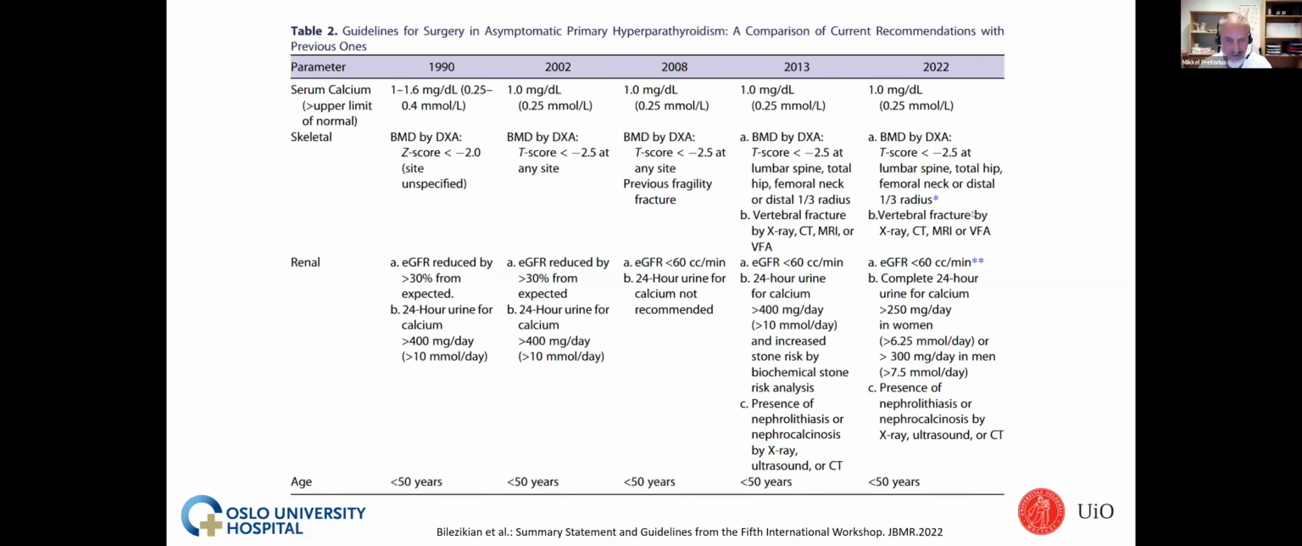These kinds of conflicting results have led to 5 international workshops, and there have also been some differences in the conclusions on which patients should be operated. And as you can see, in general, it seems like the indications for surgery are increasing. And in the last workshop, they concluded that they should lower the calcium threshold for operation from 400 to about 250 milligrams in women.